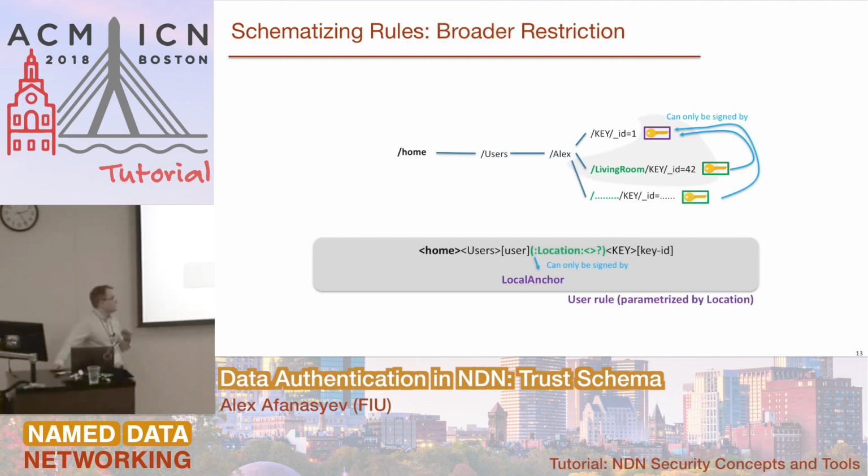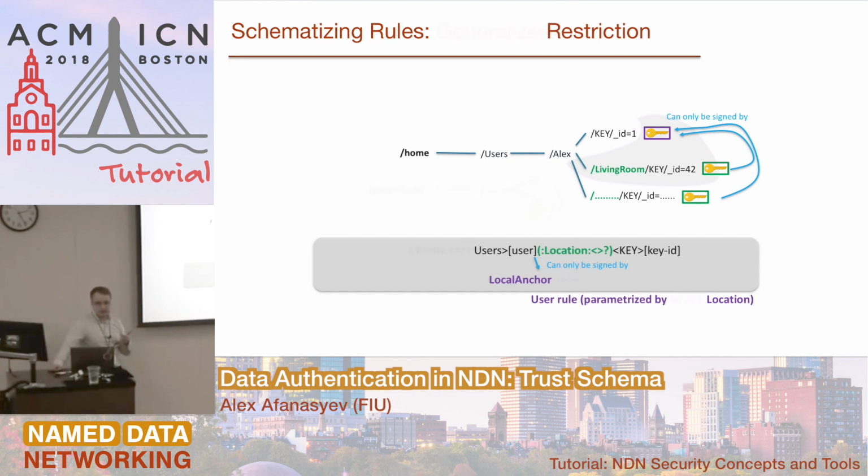Instead of defining that the living room keys have to be signed by something, and then the kitchen key has to be signed by something, and then some other place has to be signed by something, you can just replace that with a general statement. This is regular expression syntax for a wildcard component, while assigning a specific name for this name component. So now anything that starts with home, users, some username, and then any location as one name component, and then key, can be a possible combination for the signing purposes.